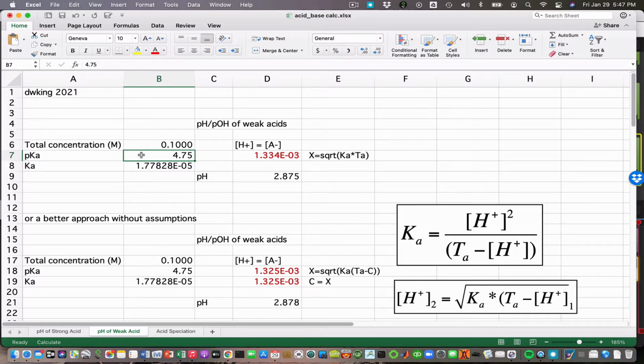Again, it is known. We use logarithmic scales for describing acid or base strength because it is a convenient way to tabulate them. However, when we do calculations, we almost always need the Ka, so cell B8 is the negative antilog of cell B7. And there it is, 10 raised to the negative B7.